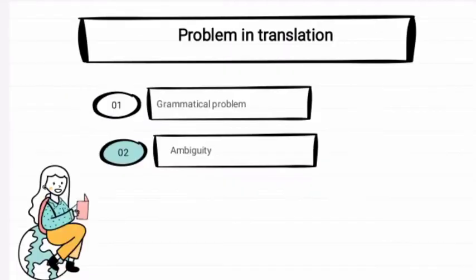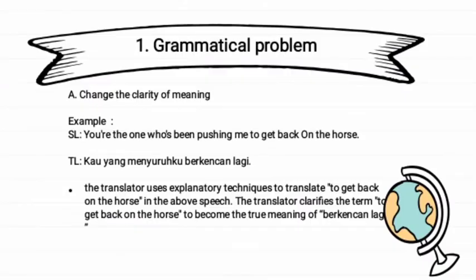Next, the problems in translation. There are two problems in translation, but literally there are many problems in translation, and my group just mentioned two problems. The first problem is grammatical problem, and the second problem is ambiguity. Next, the first, grammatical problem.